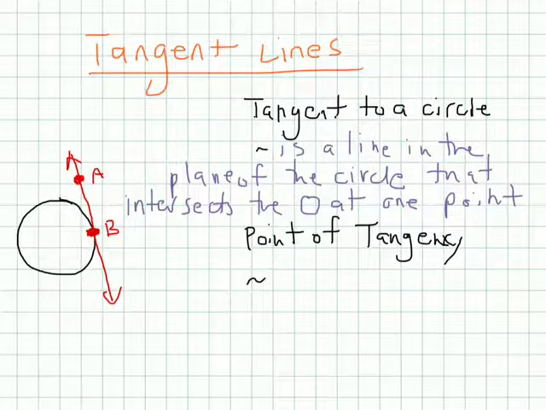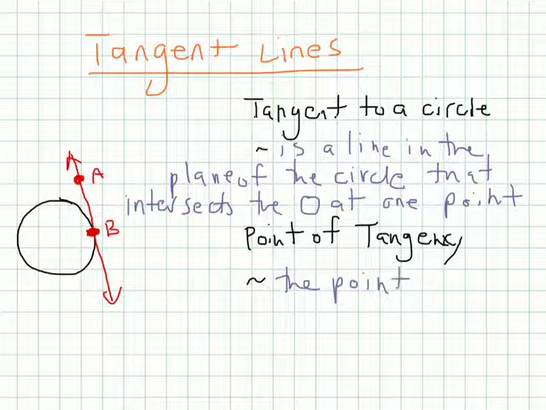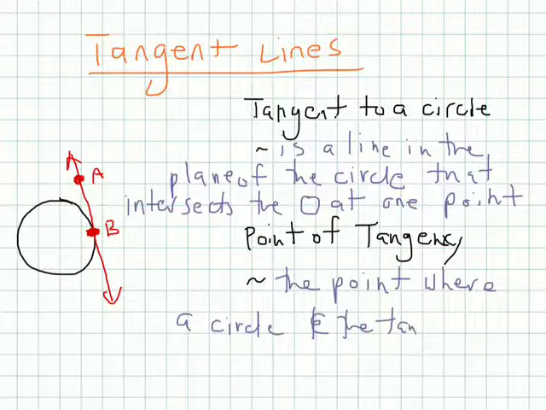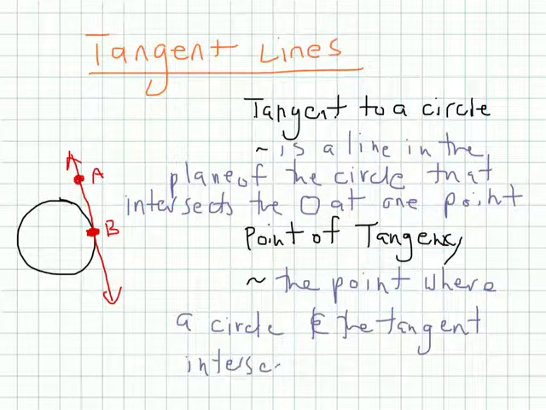The point of tangency, I'm sure you can imagine, is the point where a circle and the tangent intersect. So in this case, that is point B. So once again, a tangent is a line on the plane of the circle that intersects at one point, and that point is called the point of tangency, the point where the circle and the tangent intersect.